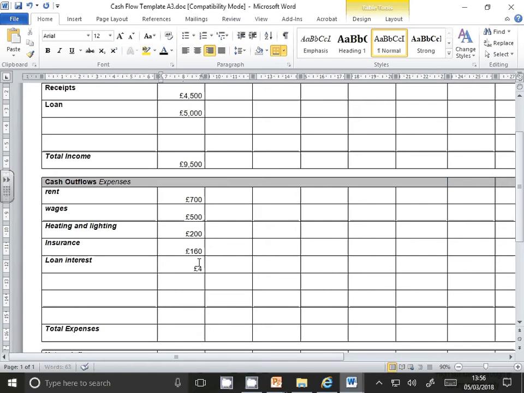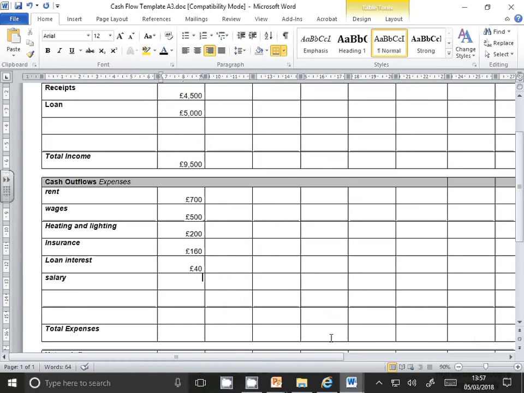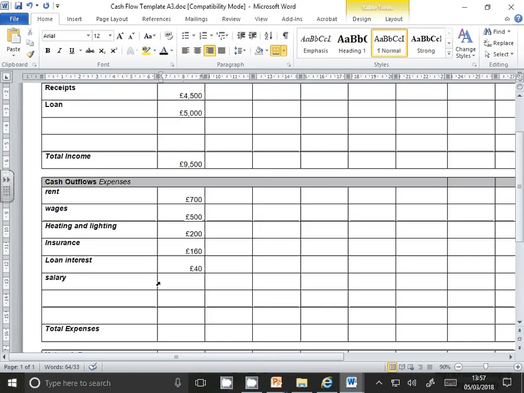£40, and their own salary, which they can also call drawings. It's how much they're going to draw out of the business for themselves. The salary, I've forgotten what it was already. Let's go and check. £400. Okay, so put that in there. Whoops, not dollars. £400.